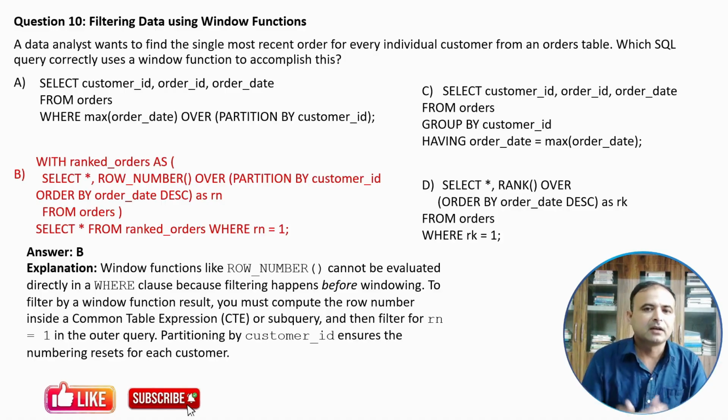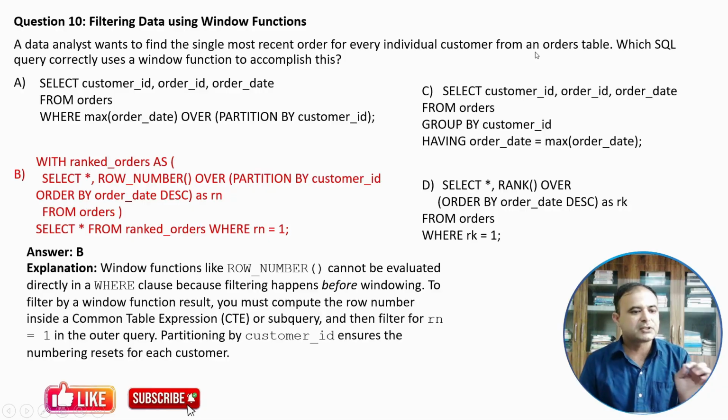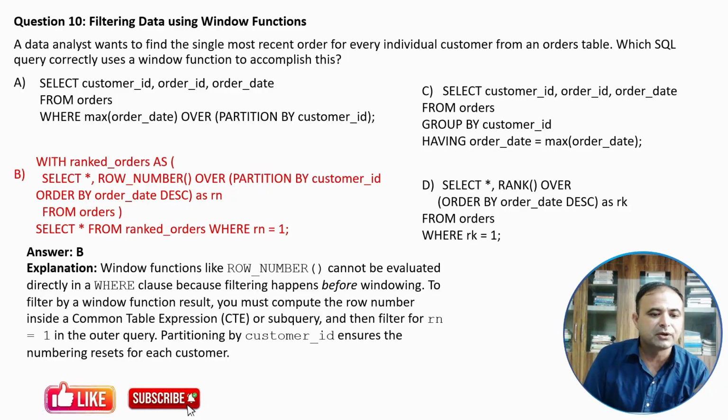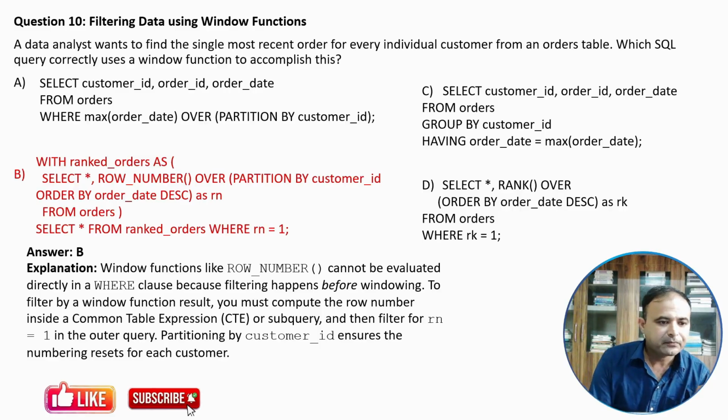If you have any query related to this analyst exam, you can write a comment and ask your related query. Definitely I will reply. Now, filtering data using window function. A data analyst wants to find the single most recent order of every individual customer from an order table. Which SQL query correctly uses a window function to accomplish this? We are familiar with window functions like RANK and DENSE_RANK. Here it uses PARTITION BY. So here the correct answer is the CTE.